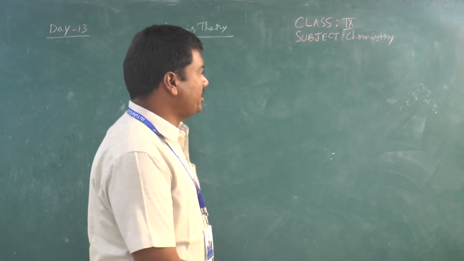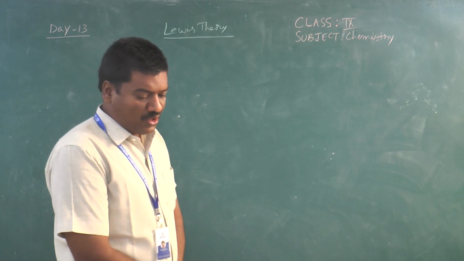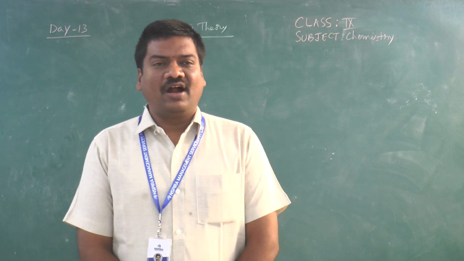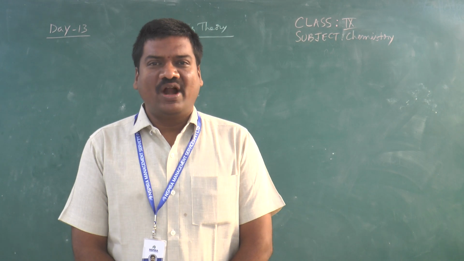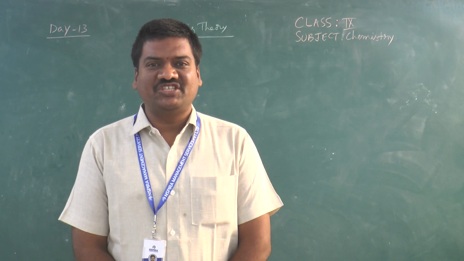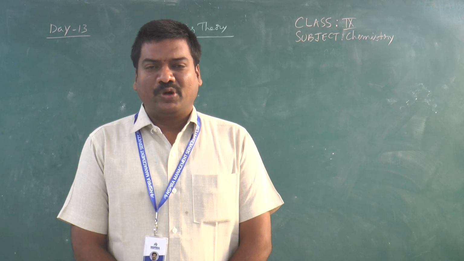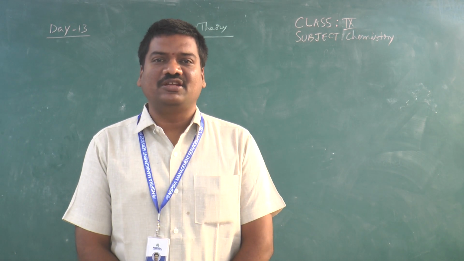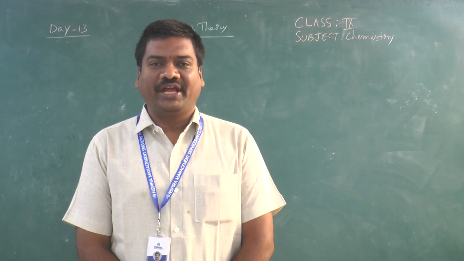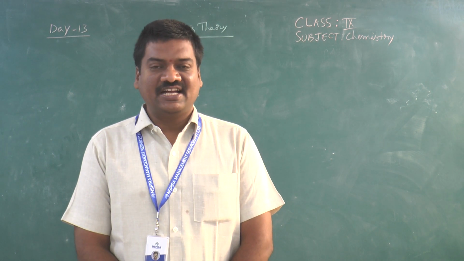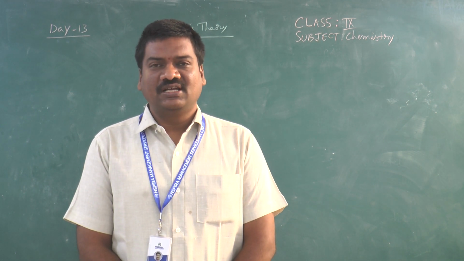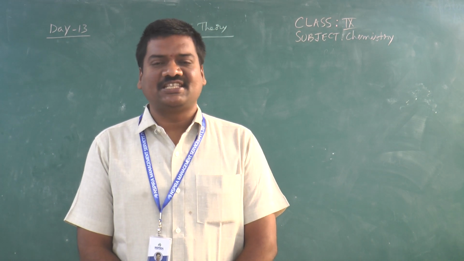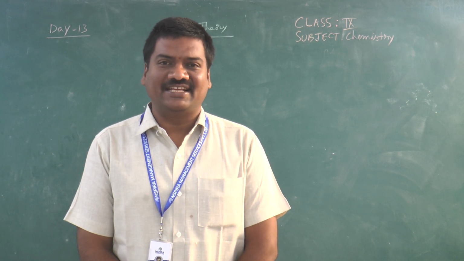For class 9 students, today's topic is Lewis theory. Now here, according to Arrhenius theory, what is an acid? The substance which produces H+ ions in the presence of water is called an Arrhenius acid. An Arrhenius base is a substance which can produce OH- ions in the presence of water.